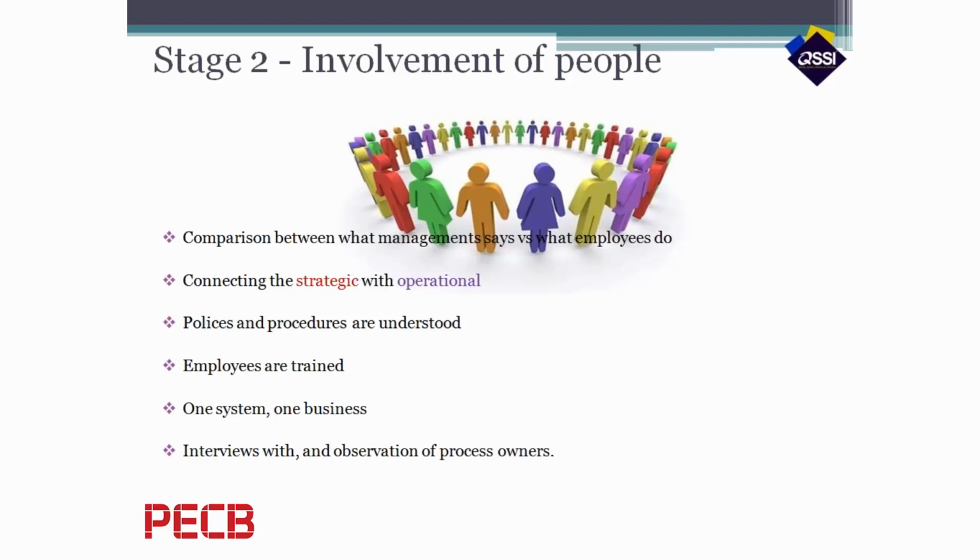In the stage 2 as well, it involves people. They are looking at connecting the strategic to the operational. They are looking to see that the policies and the procedures are understood. They are making sure that employees are trained, based on their interviews and their observation, based on the documents and the records. They want to know that it's not 2 systems that are set up: a food safety system on one side and then the business on the other side. It should be an integrated system, as that is what they're looking for.